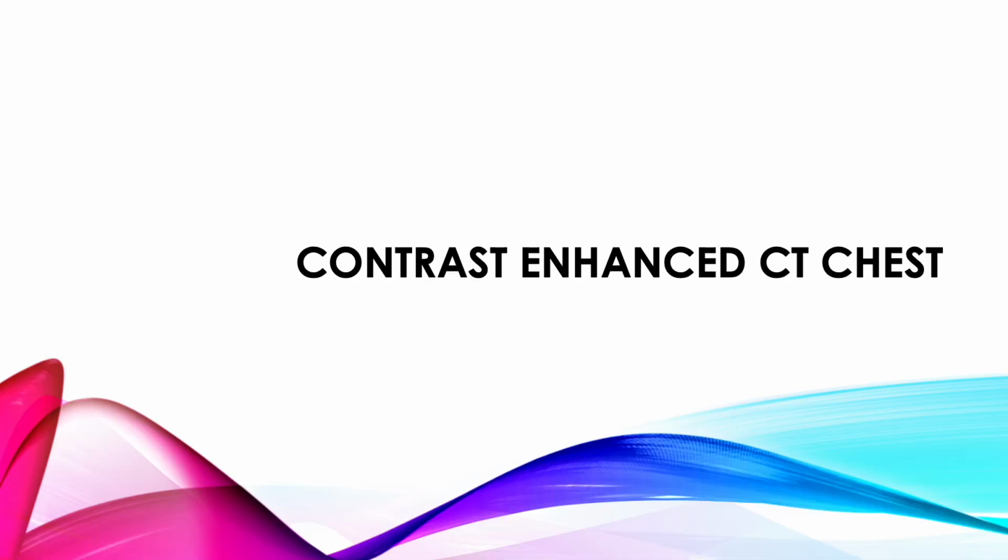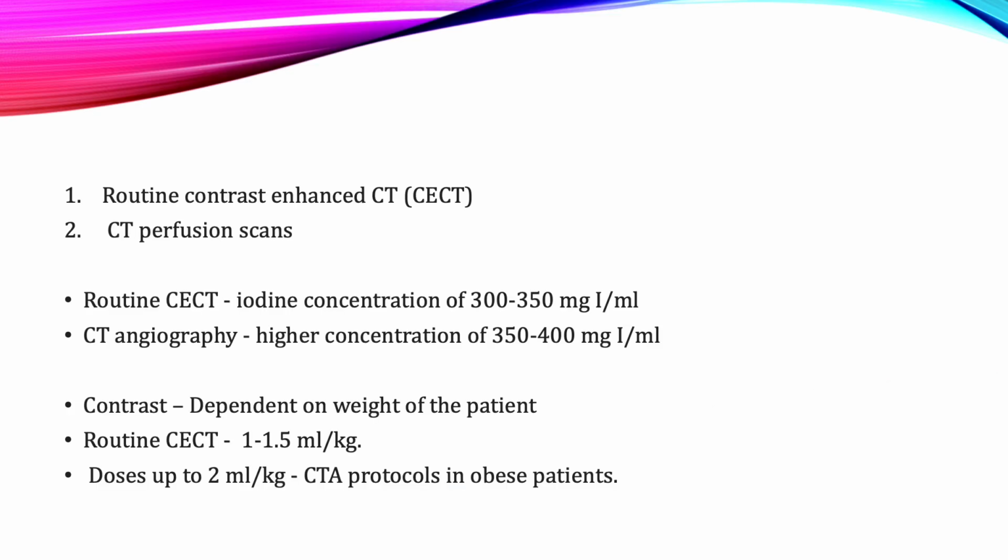Coming to the last part of my talk, a short discussion on contrast enhanced CT. We know that contrast enhanced CTs can be used for routine CECT chest and also for perfusion scans. When you use a routine CECT, you use an iodine concentration of 300 to 350 milligrams iodine per ml. And when you use perfusion scans or angiography images, you need a slightly higher concentration.